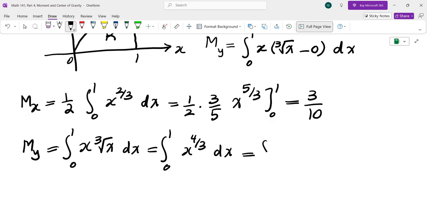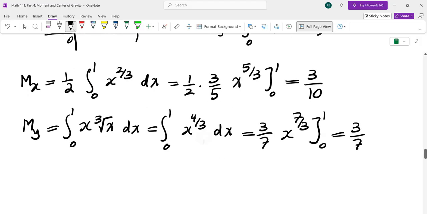Add 1 to the exponent, so we get 7/3, so that would be 3/7 x to the power of 4/3, or rather 7/3, from 0 to 1, and this would give us 3/7.